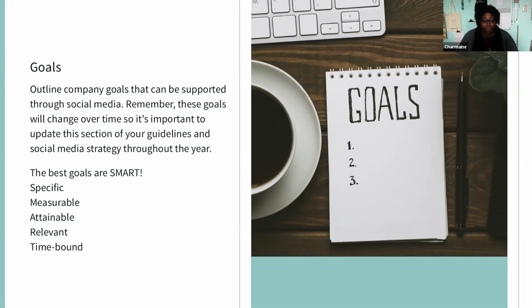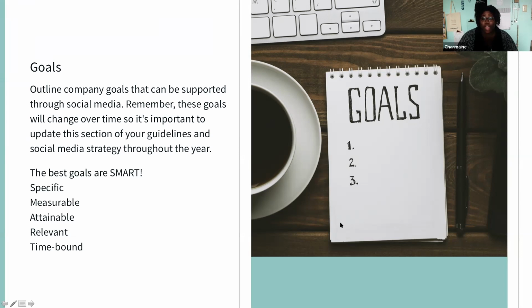You also want to make sure they're relevant and make sense for what you're doing. So a lot of people say, you know what, our goal is to increase our followers on Instagram. That could be a good goal, but why is that relevant to your business, and why is it relevant to the overall objectives of your company? So you want to make sure it makes sense for what you're doing and where you're trying to go.